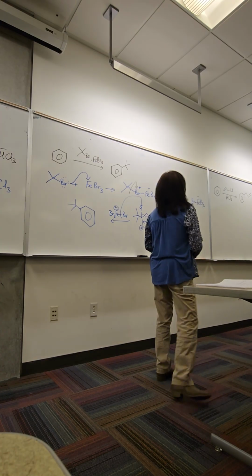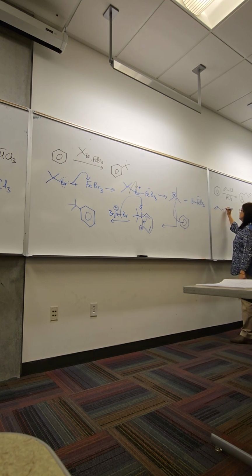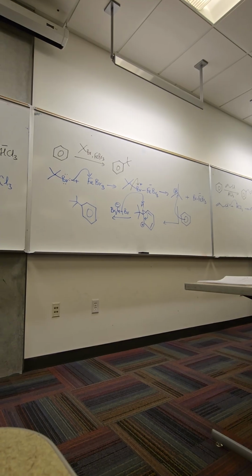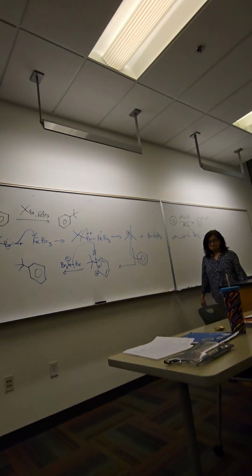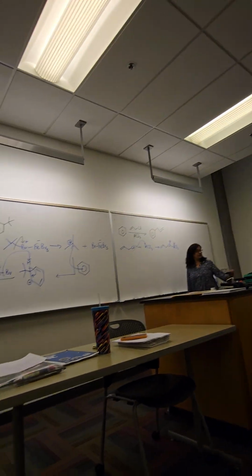So, what's the first step? The Lewis base attacks the Lewis acid, creates an adduct. Am I right? Yep. Now, next step here, this is where for alkylation reactions you have to pause because, oh, what are you doing, Sunita? Do you see the mistake I've made there? Can you catch my mistake?